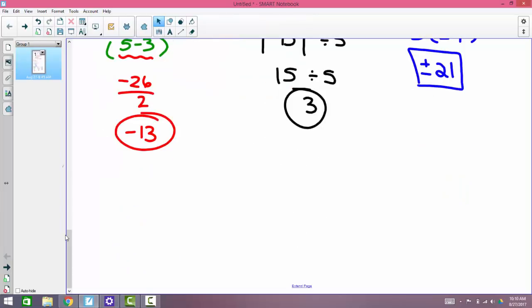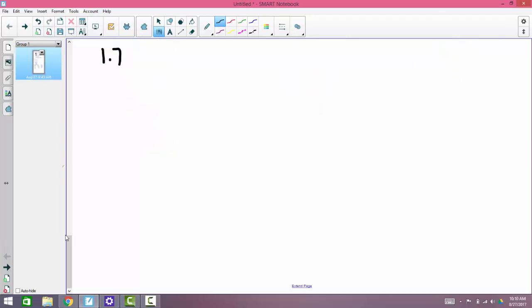Gotta love, please excuse my dear Aunt Sally. Order of operations is the key to life. 1.7 is our next and last section. This has some more really juicy vocabulary. So, commutative property.